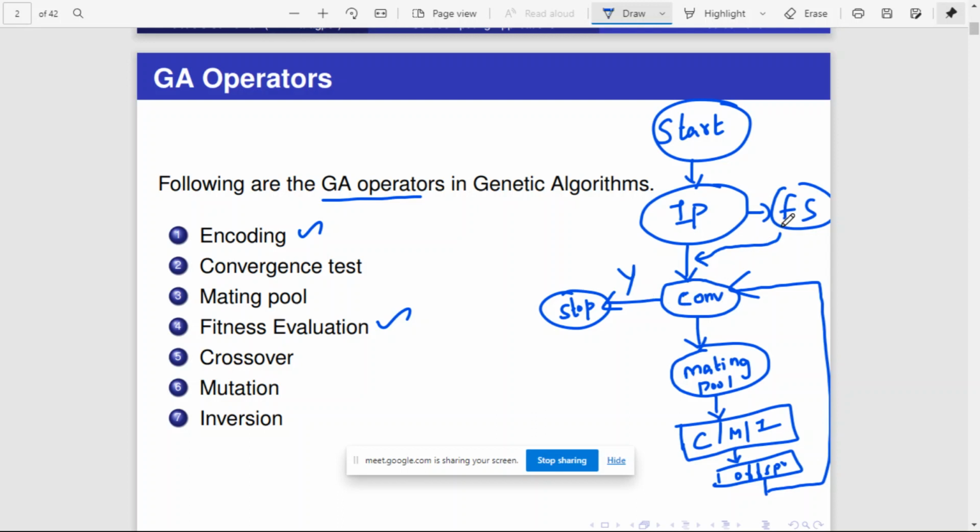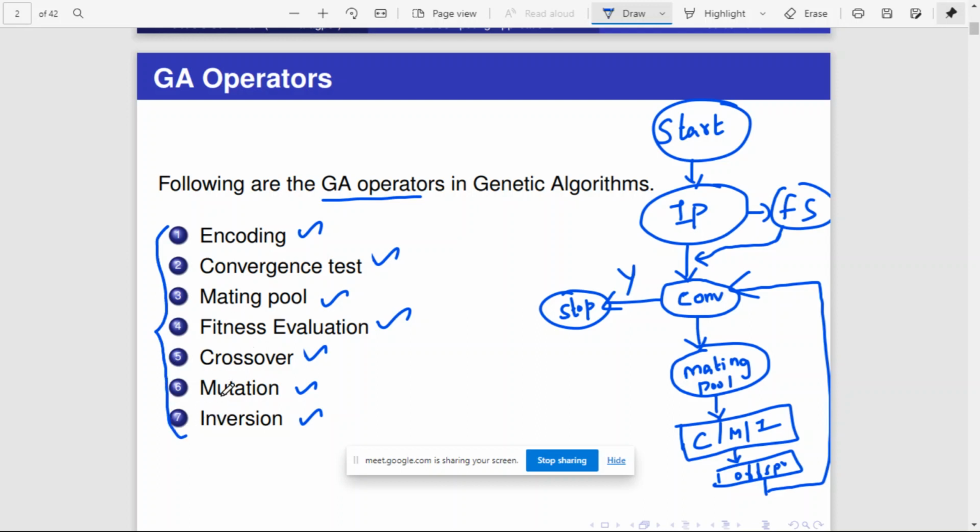So how do we check? There will be some test, so based on some criteria we check. That checking is called the convergence test. If it is converged, then we stop the algorithm. If it is not converged, then you have to identify the mating pool. We identify the set of pairs, and then we have to perform reproduction. Again, reproduction involves these three operations: crossover, mutation, and inversion. So basically these 7 are the operations that are possible in a genetic algorithm.